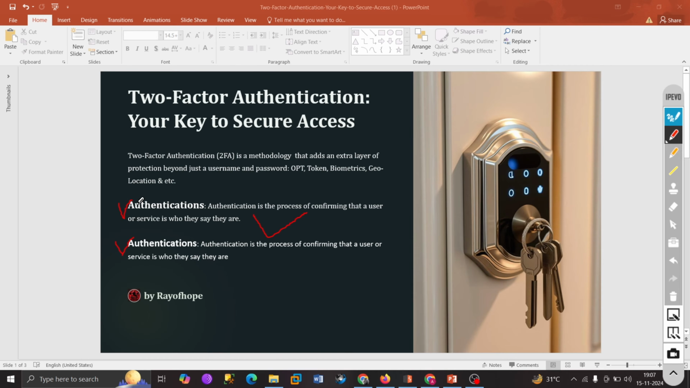Okay. So when we talk about authorization, right? When we talk about authorization, 1 second. I made a mistake.